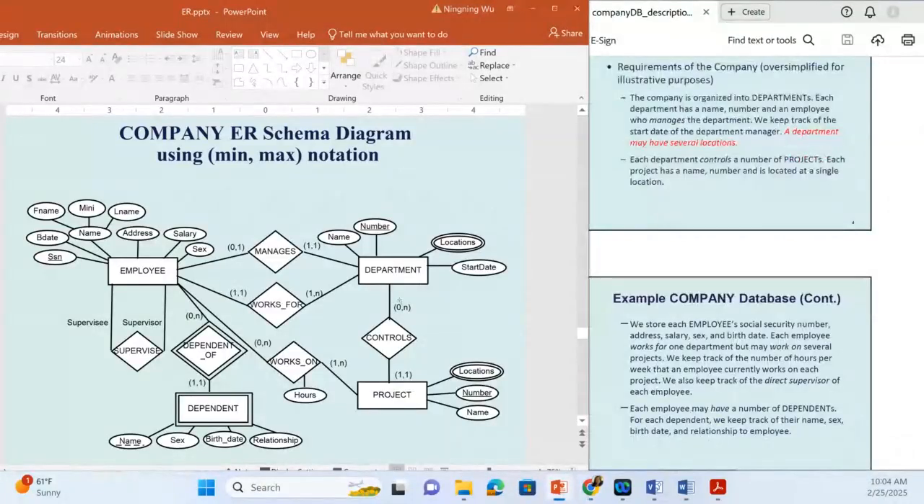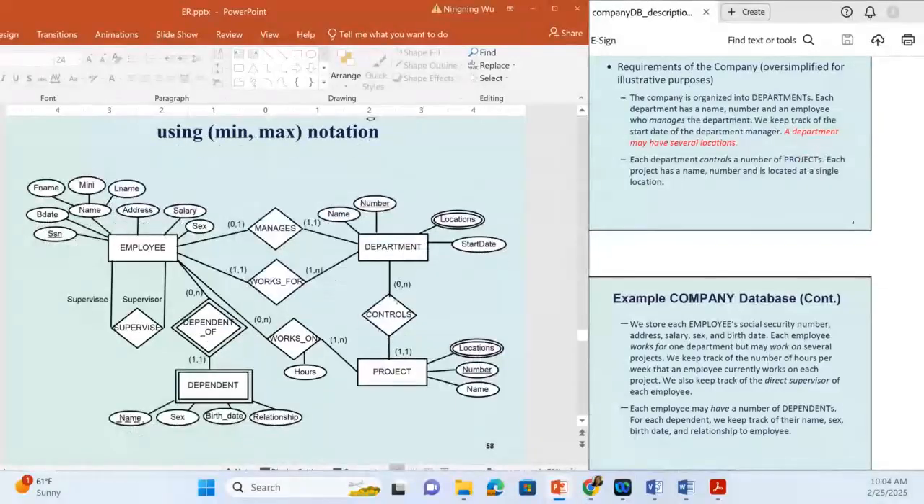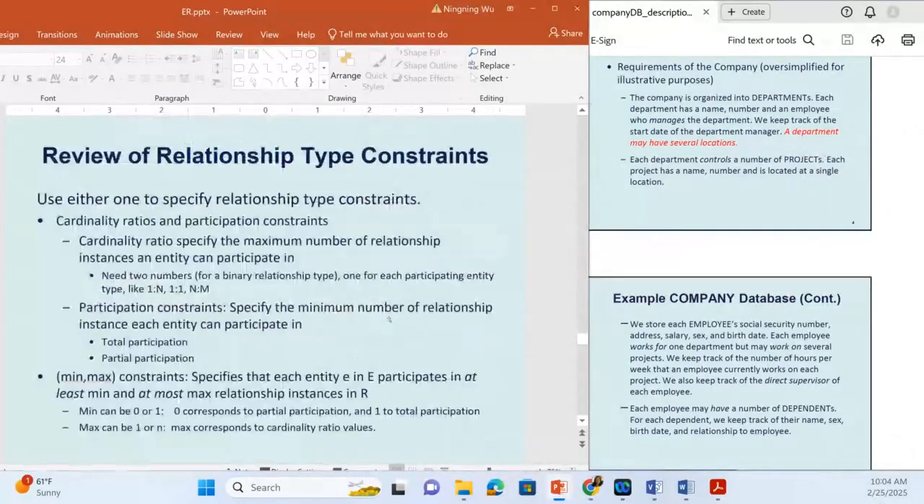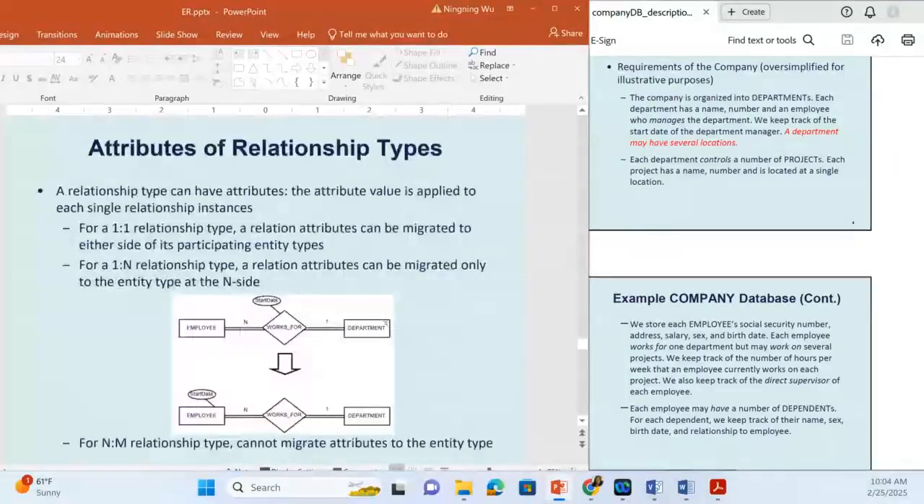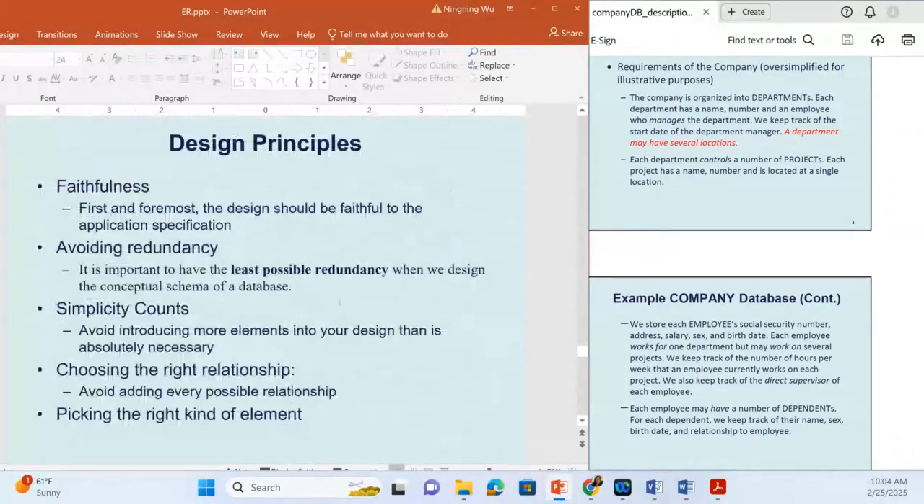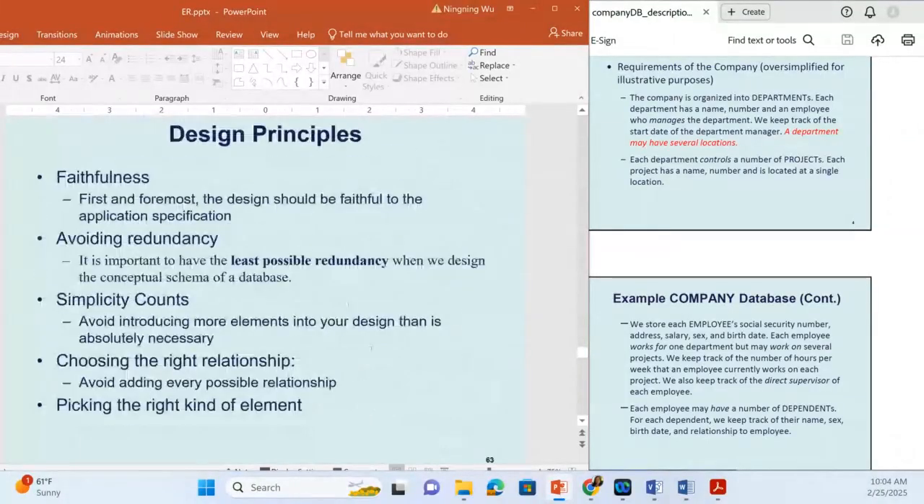Okay, so I think the best learning probably comes from the practice of design. The remaining part is pretty much these design principles.